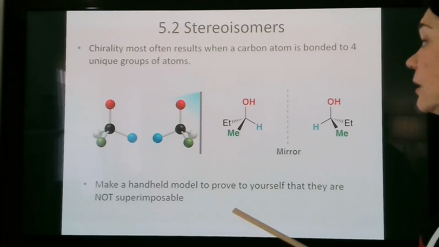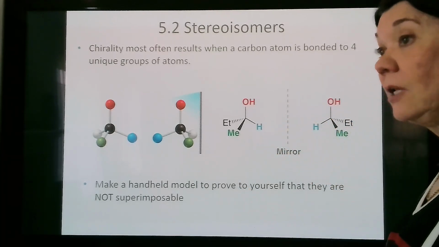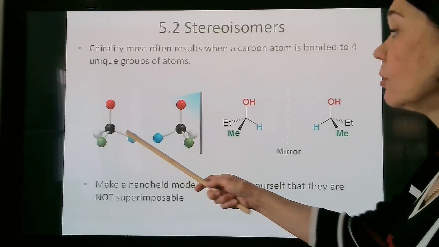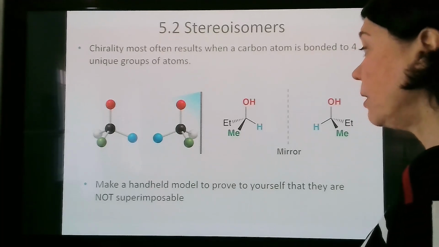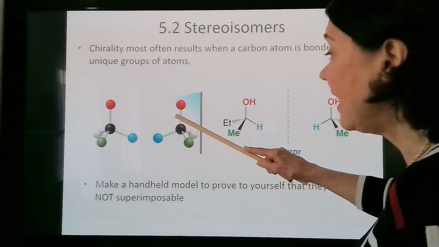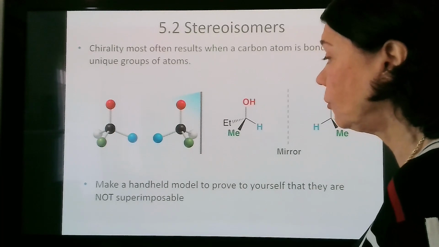Hopefully you can just look at it and automatically see this. If not, then you'll need to study these until you can, and perhaps make molecular structures and play with these and turn them around so that you can actually convince yourself that this molecule is not superimposable on that molecule.